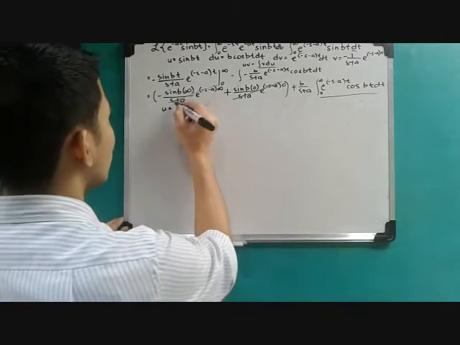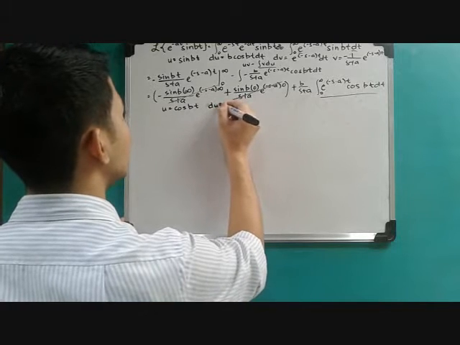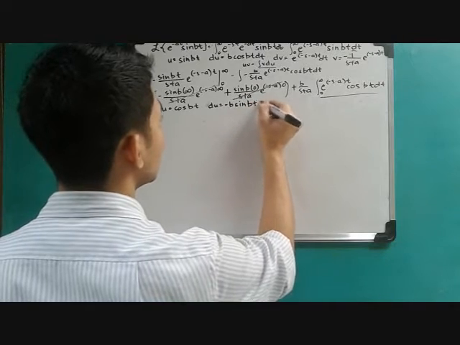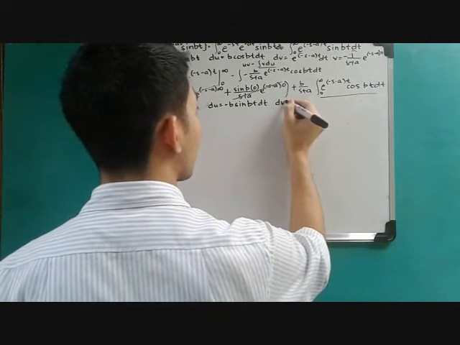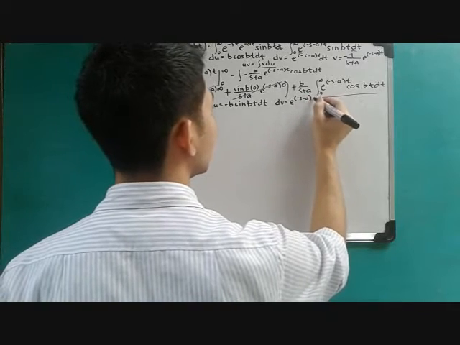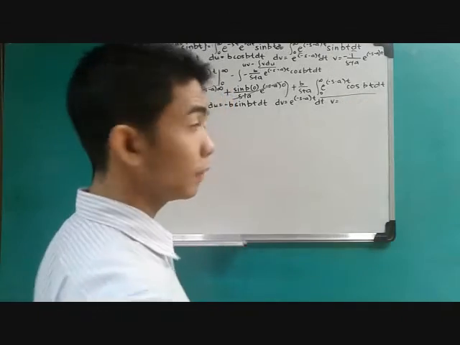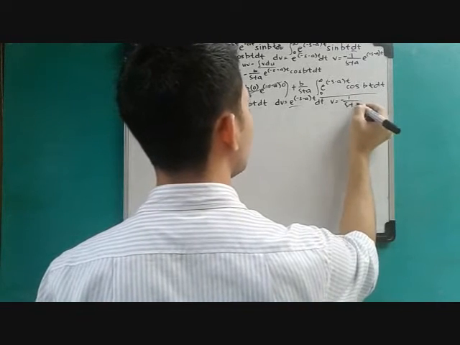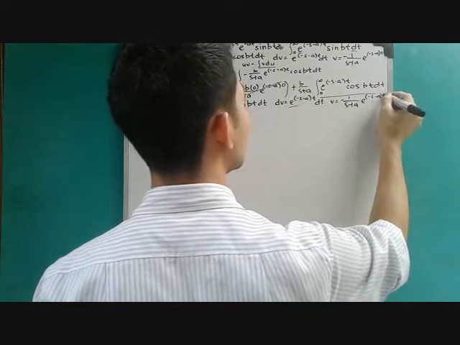So u is equal to cosine bt, and the derivative of that is equal to negative b sine bt dt. Your dv is equal to e raised to the quantity negative s minus a times t dt, and the integration of that is negative 1 over s plus a times e raised to the quantity negative s minus a times t.